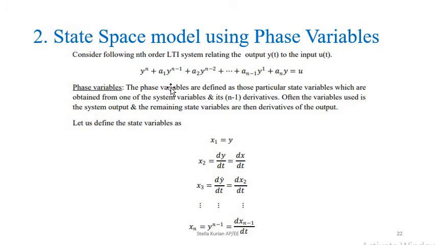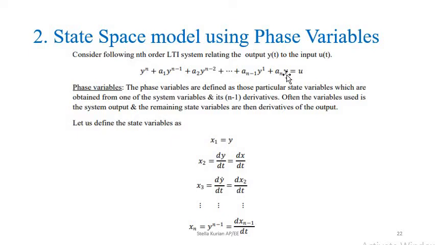Now consider an nth order LTI system with output y of t and input u of t. So the differential equation governing the system is given. This is an LTI system with one output y of t and one input u of t. So the equation will be y raised to n plus a1 y raised to n minus 1 plus a2 y raised to n minus 2 plus etc. plus a n minus 1 y raised to 1 plus a n y is equal to u. These y raised to n etc. will be its higher order derivatives. Y raised to n will be the nth order derivative of output y.